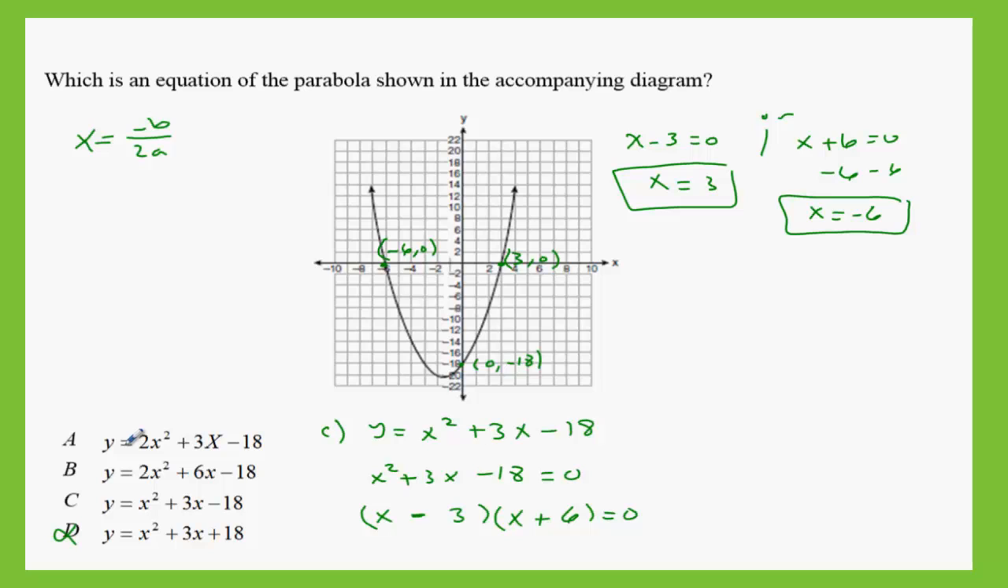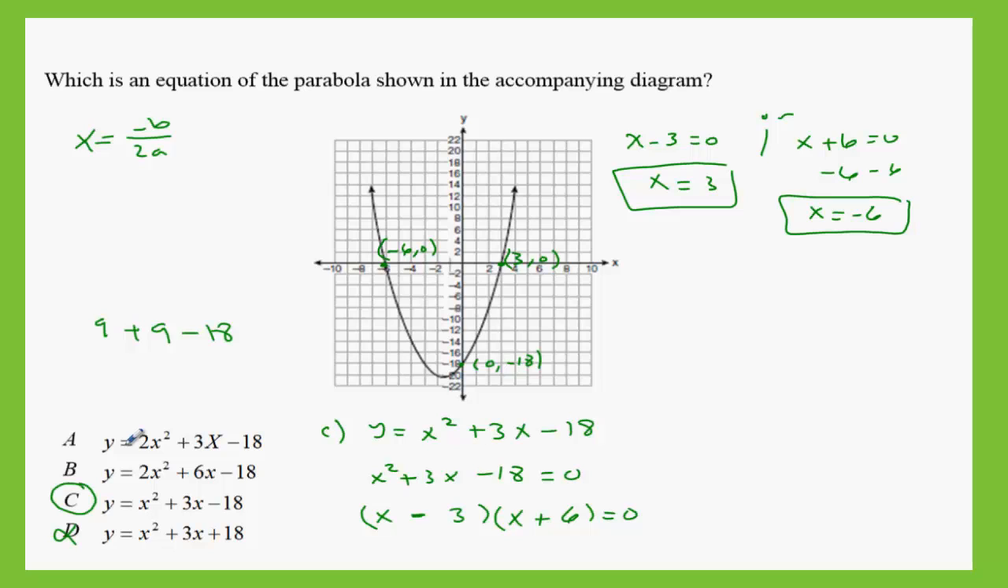This means if you substitute 3 for x in this equation, you get y equals 0. Let's try it. 3 squared, that's 9, plus 3 times 3 is 9, minus 18. 9 plus 9 is 18. 18 minus 18 is 0. So that is choice C. So we don't need to do choice A or choice B.